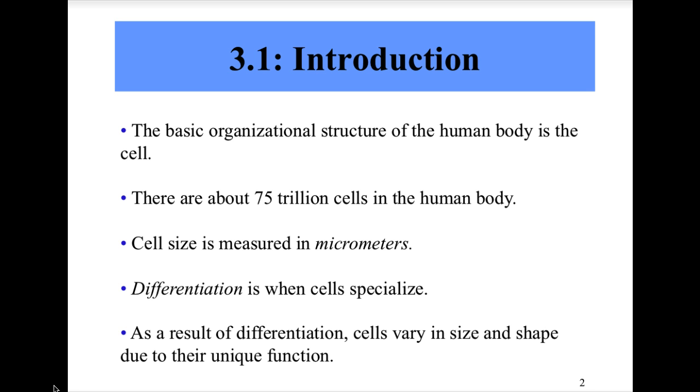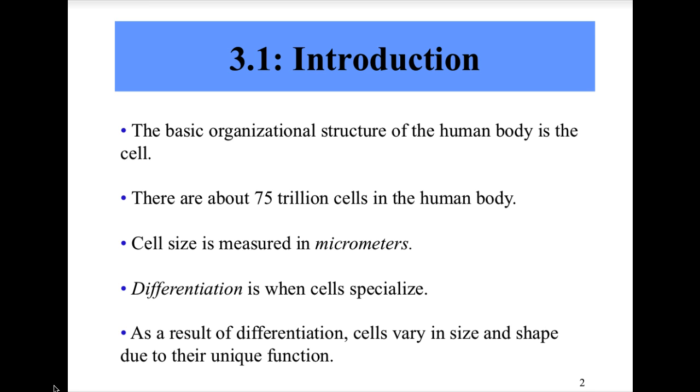And overall, there are about 75 trillion cells. And when we measure the cells, some of them are very microscopic. The cell size, typically when we measure them, is in micrometers. And when you look into the microscope and the ocular lens, you could see a little ruler that would be a micrometer. So your little micrometer will be able to use for measurement of things under the microscope.